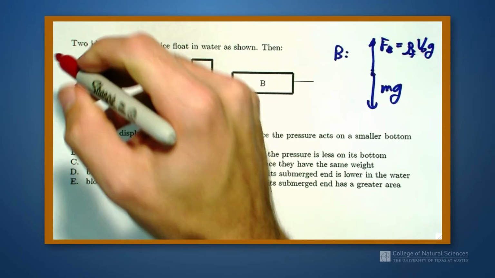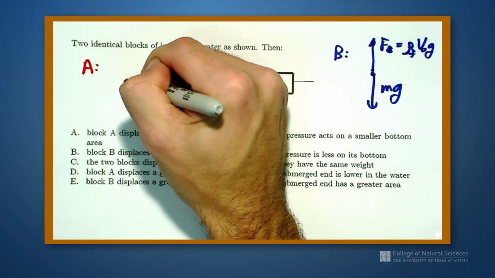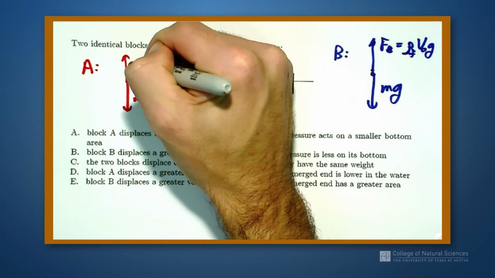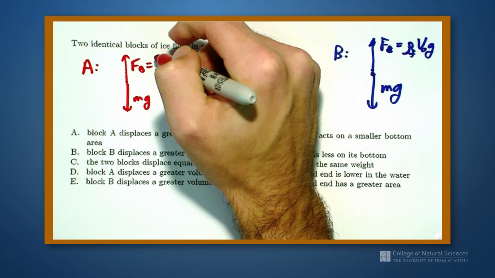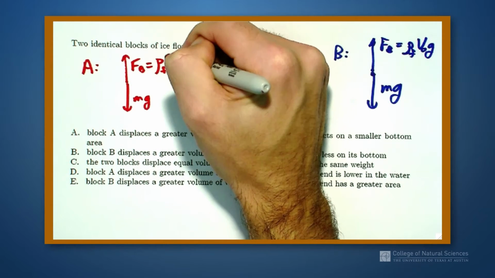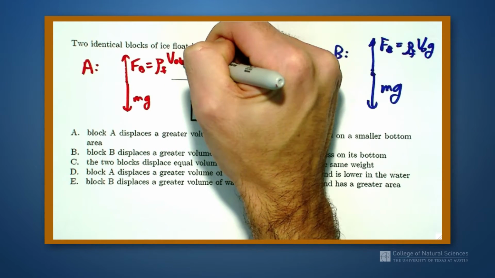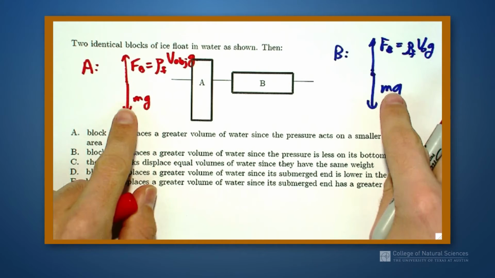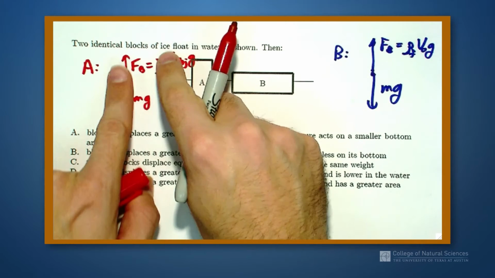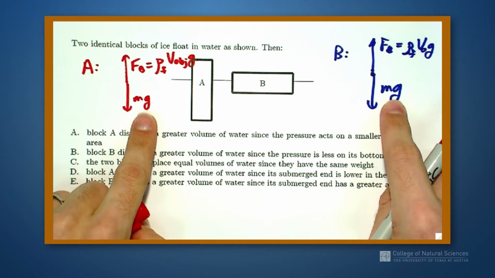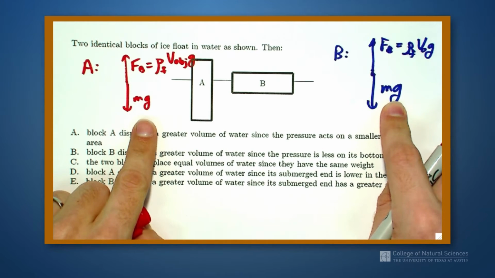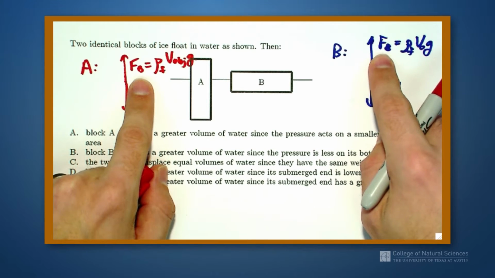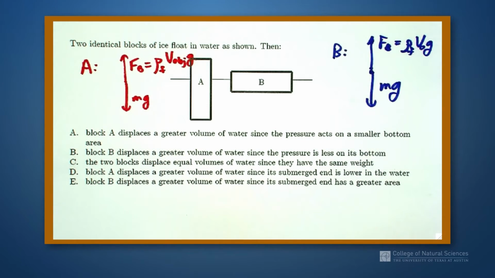And if I look at block A, I get the same picture. I get a weight force down and a buoyancy force equaling the density of the fluid, volume of the object submerged, and g. So if they're identical blocks of ice, they have the same weight force. That means they have to have the same buoyancy force.